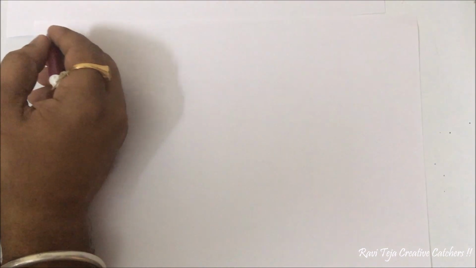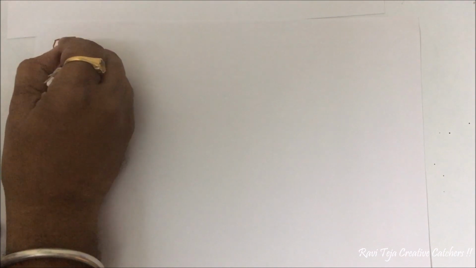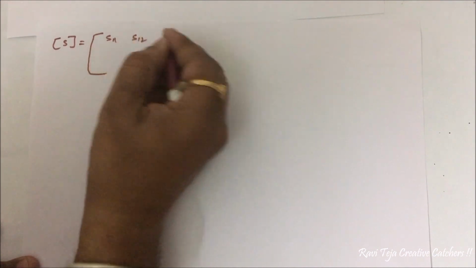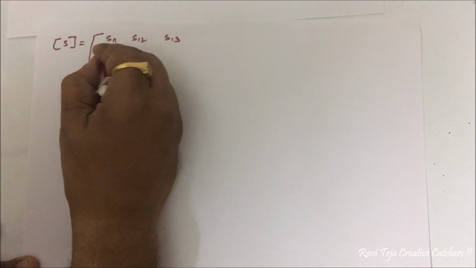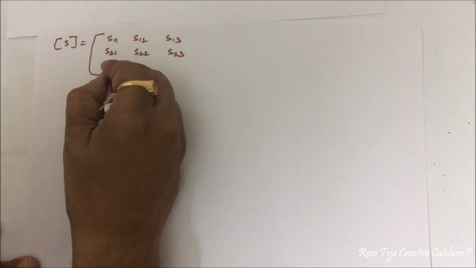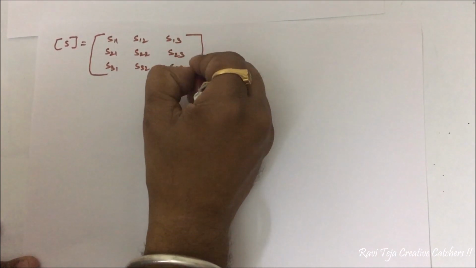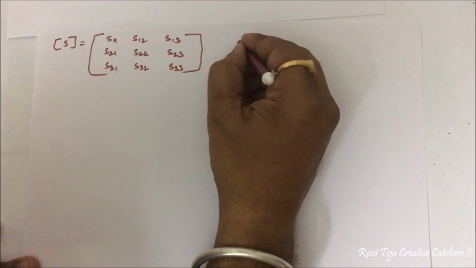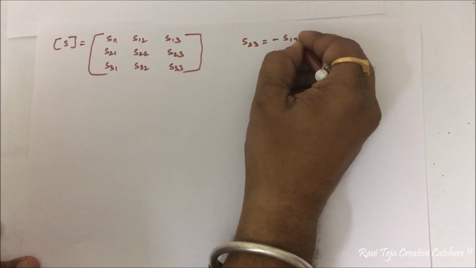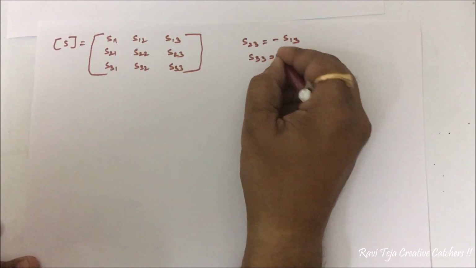Now, let us rewrite the scattering parameters, the S matrix. Our S matrix is S equal to S11, S12, S13, S21, S22, S23, S31, S32, S33. And we have a few coefficients: S23 is equal to minus S13, and S33 is equal to 0.